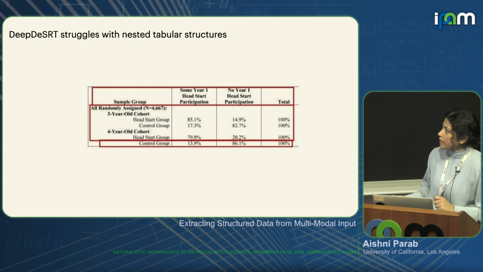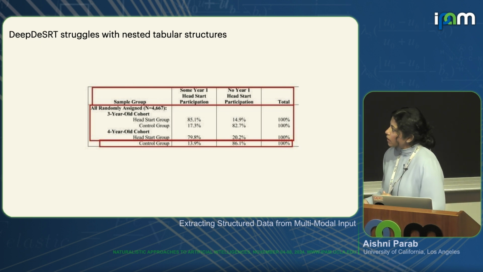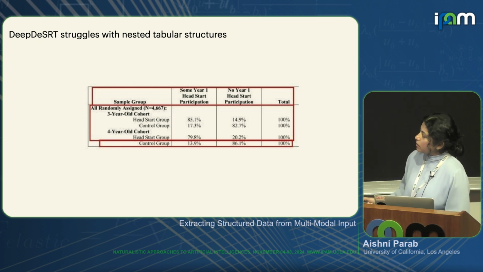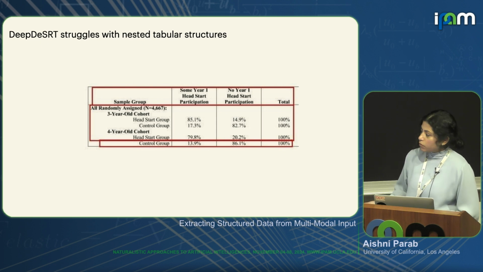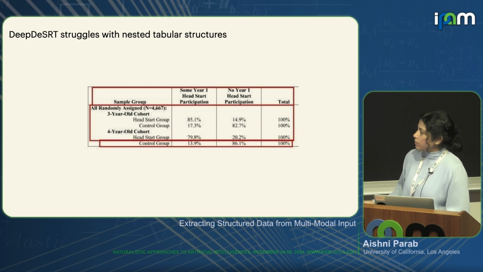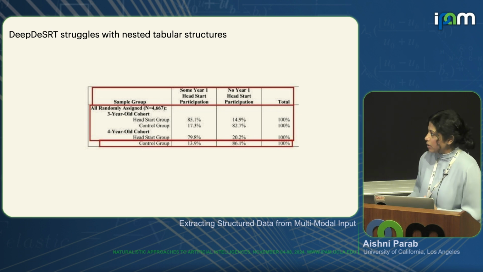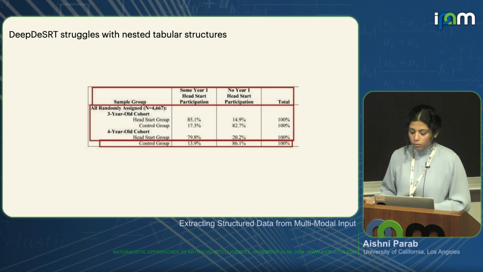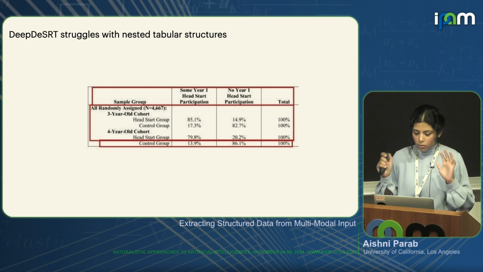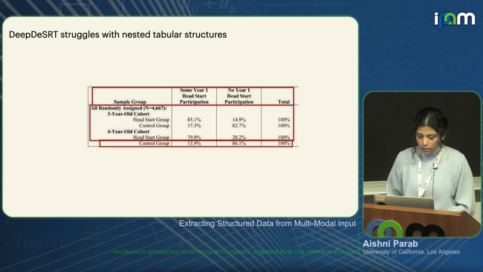Now here's an example where DeepDSRT fails. As you can see, it specifically struggles when the table has a lot of nested and hierarchical structures. For example, look at the first column, sample group. This column has 3-year-old and 4-year-old, and that's further nested down into the different groups, the control groups. For such a scenario, the object detection idea struggles because it's optimized for simpler, more straightforward tables that don't have many hierarchical structures.